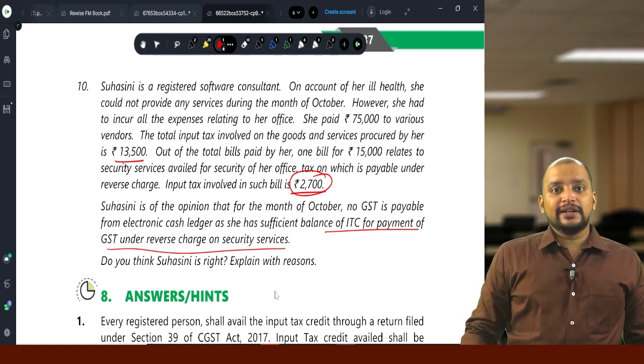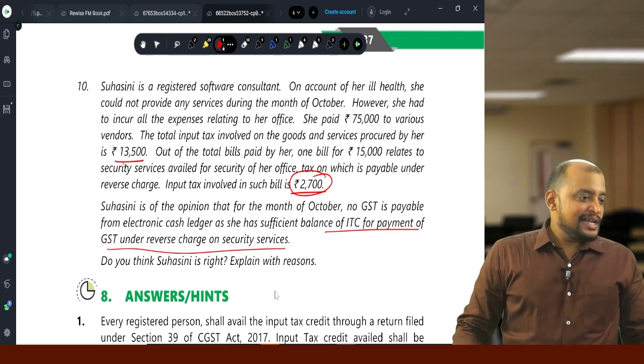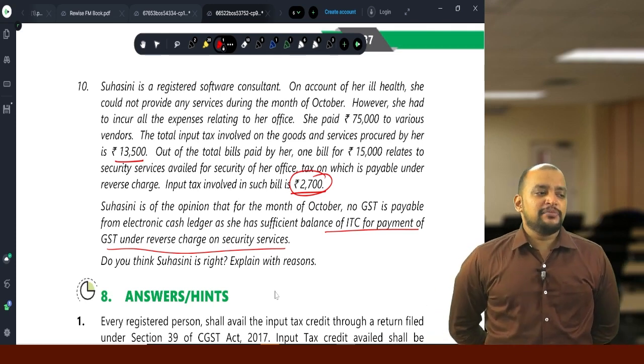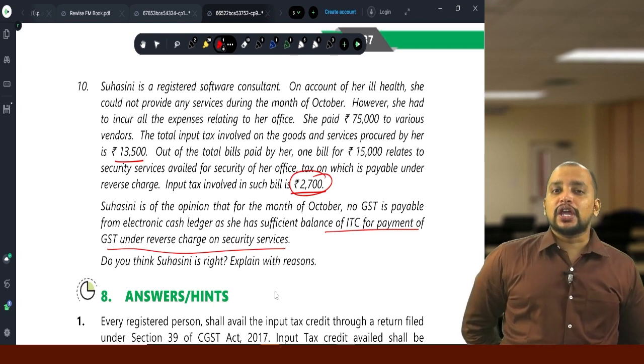So if you have any doubts you can ask. Sir, is late fee important for the exam? Not important, but for MCQ it will be tested.